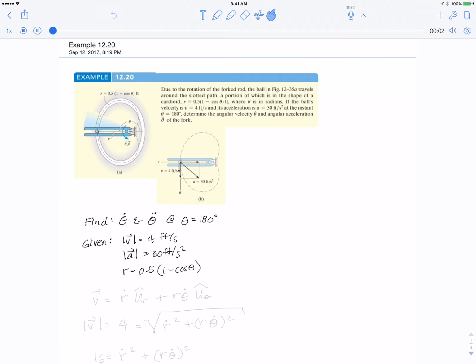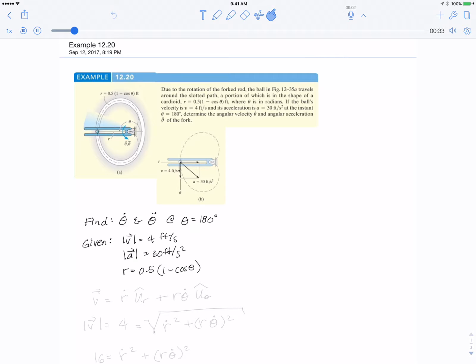Okay, this is the last example in the section on polar coordinates. And so they want us to find theta dot and theta double dot when theta equals 180 degrees. And we're given the total velocity magnitude at 4 feet per second, the acceleration magnitude at 30 feet per second squared. And we're given an equation of r in terms of theta. And this is a cardioid equation. It looks kind of like a heart if you look at the dotted line there.